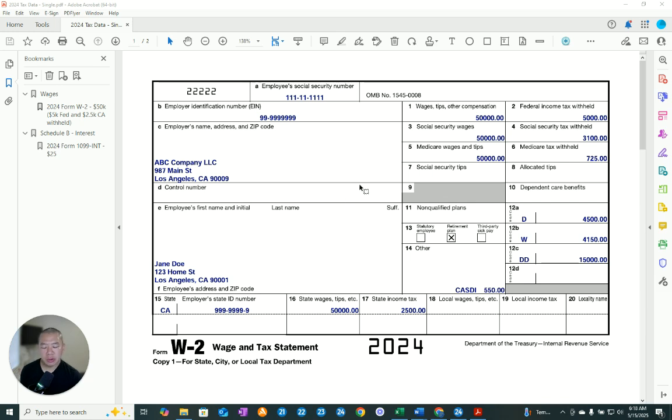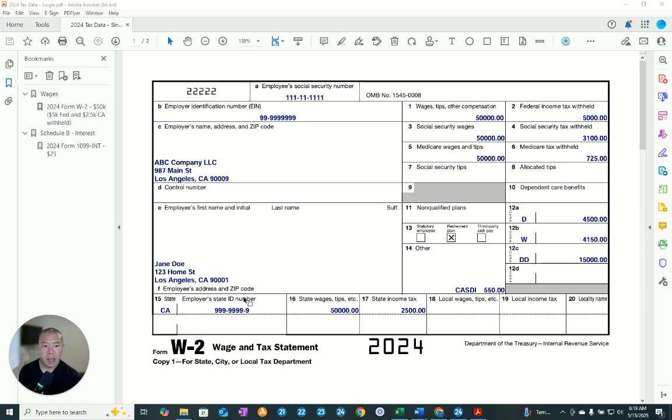So this person, to give you an idea, this is for the 2024 tax year. This is a single person with no kids. So this is what I think of as a super basic tax return. And you'll get a W-2 from your client. In this case, they make $50,000 at some made-up company. This made-up person lives in California.